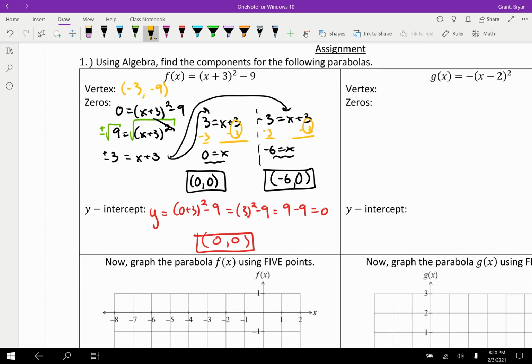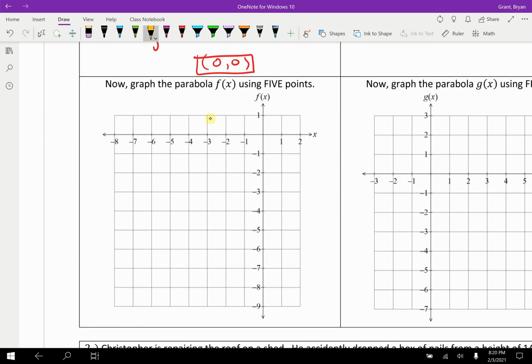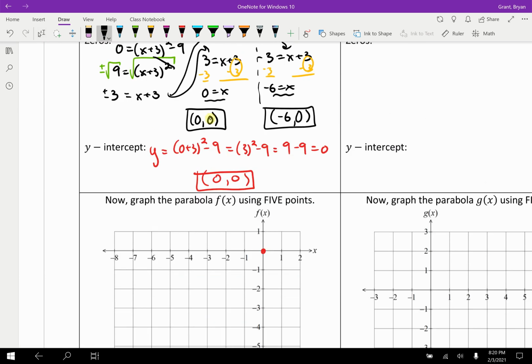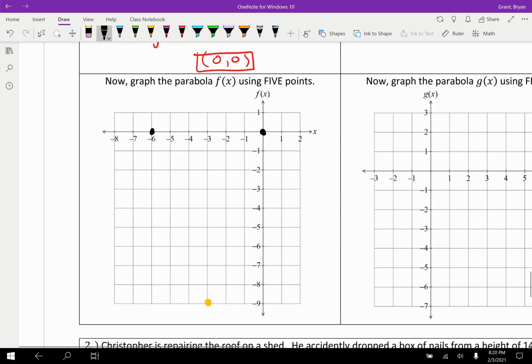So, vertex first, -3, -9. Look at that. It fits perfectly on the graph, almost like we meant that to happen. Y-intercept, 0, 0. X-intercepts, -6, 0, and 0, 0. They're in the same spot, and that does happen sometimes.